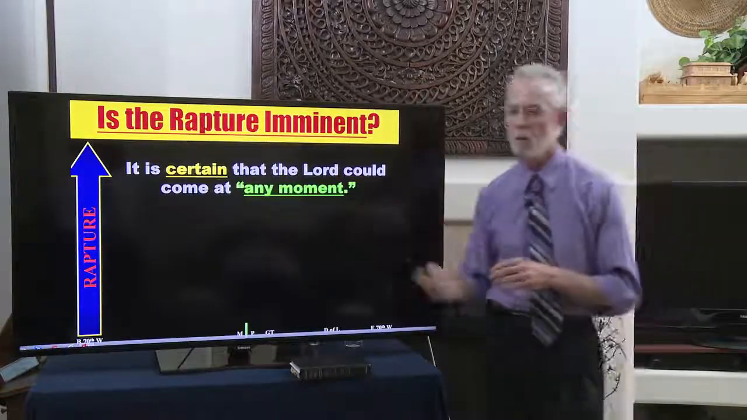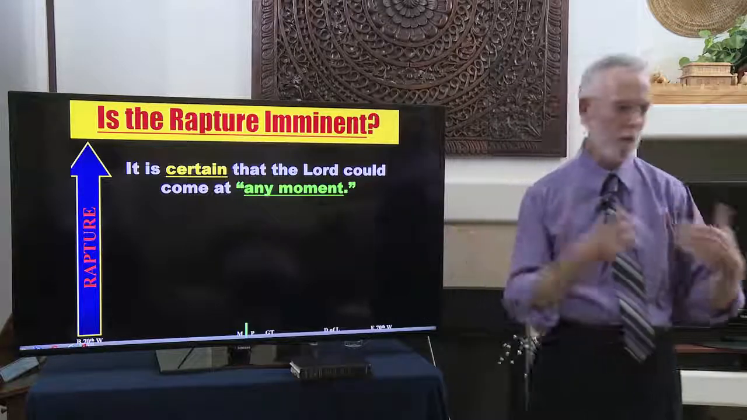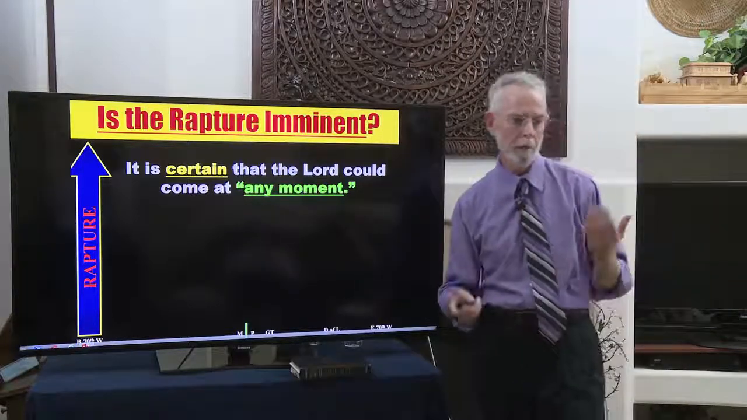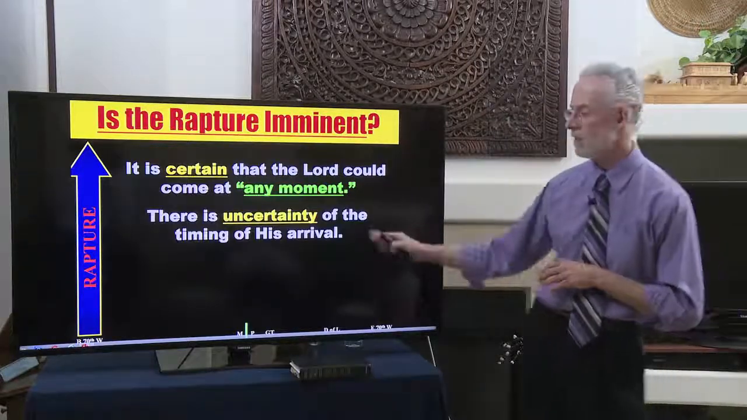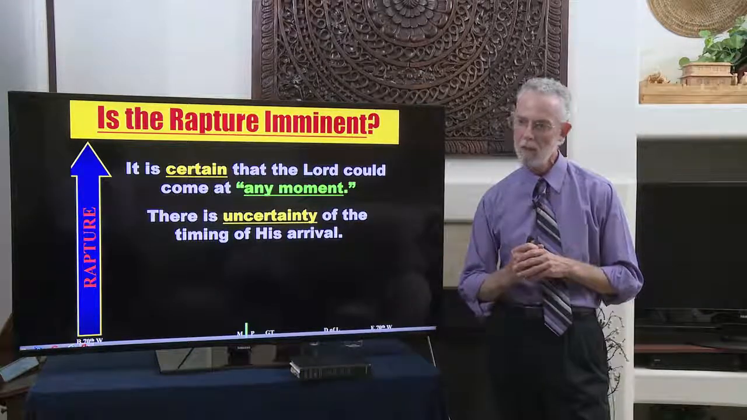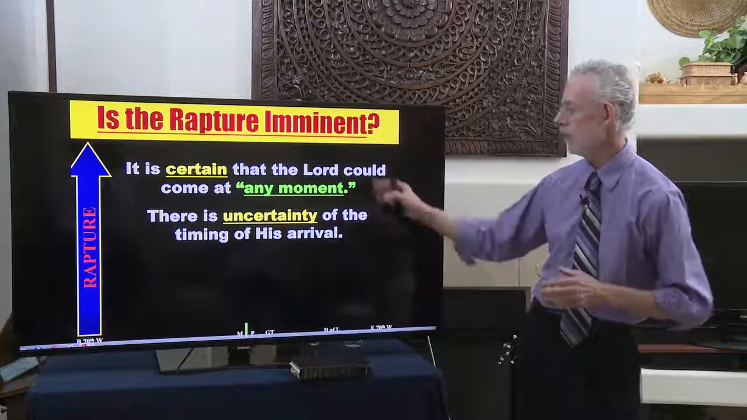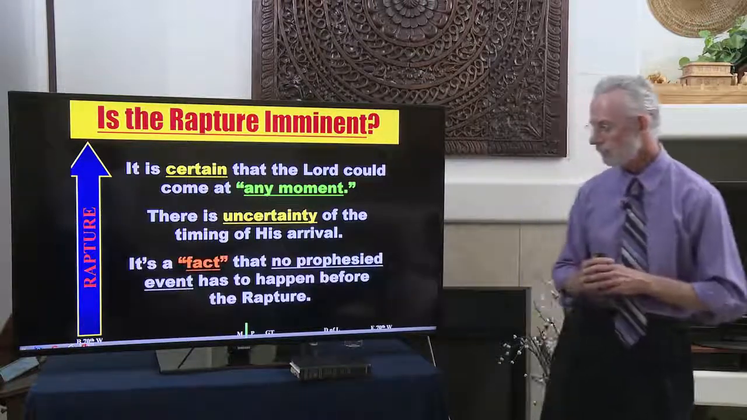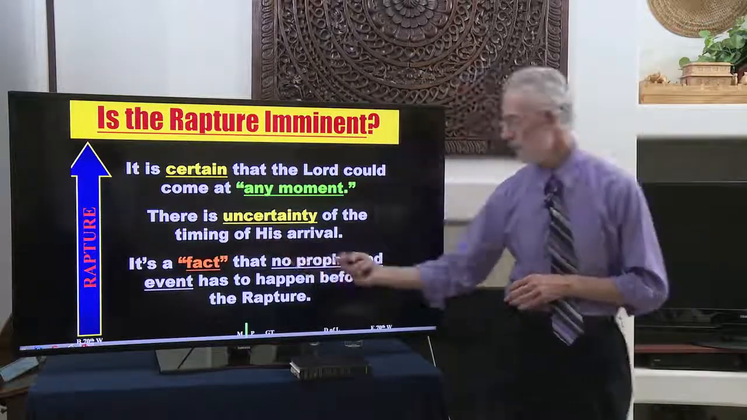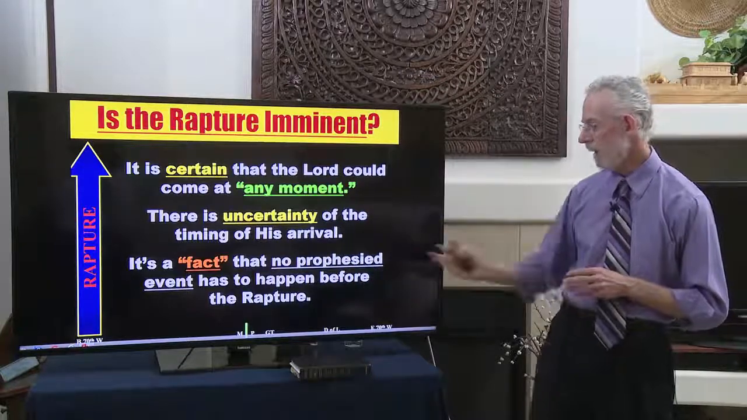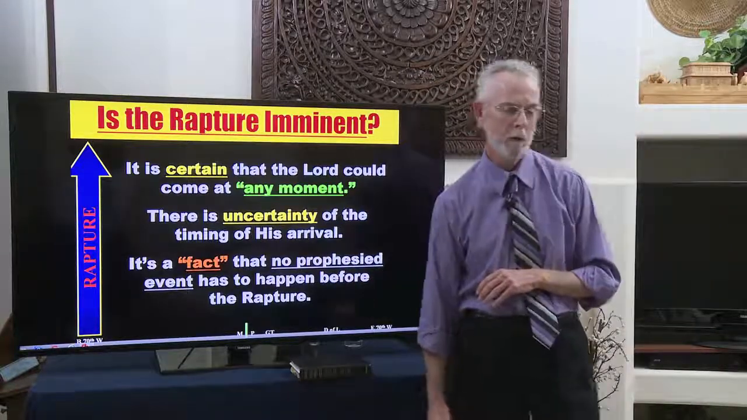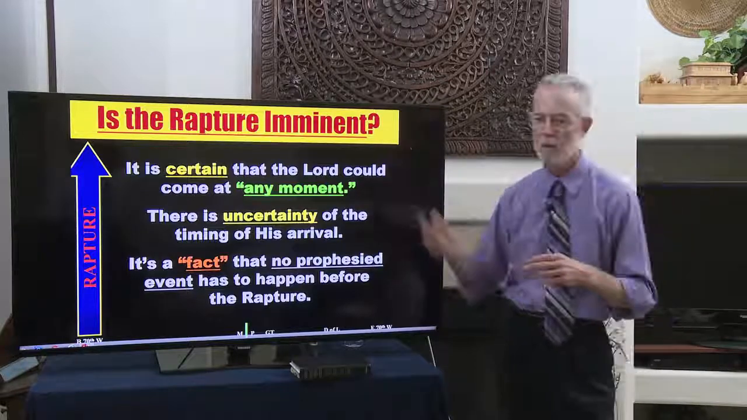They say it is certain that the Lord could come at any moment. He could come tonight before we leave this house. He could come tomorrow. That's what they believe. Now, they say there's uncertainty about the timing of his arrival. In other words, they don't know if he's coming tomorrow, or next week, or next year, but they say it's certain that he can come at any moment. And then they say this. They say it's a fact that there are no prophesied events that have to happen before the rapture. Okay? So they say, again, the rapture is imminent. It could happen at any time.